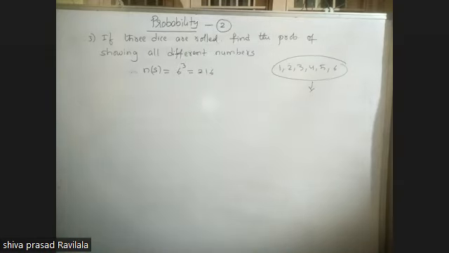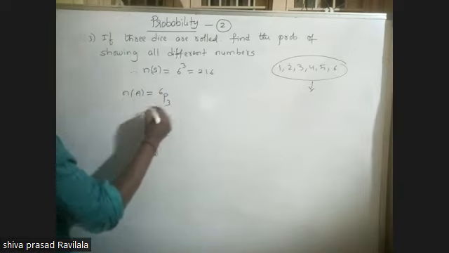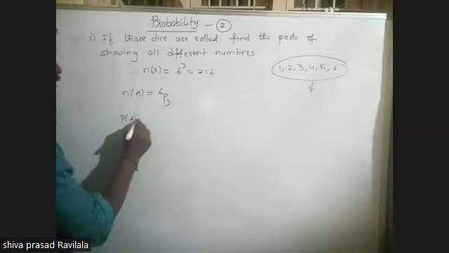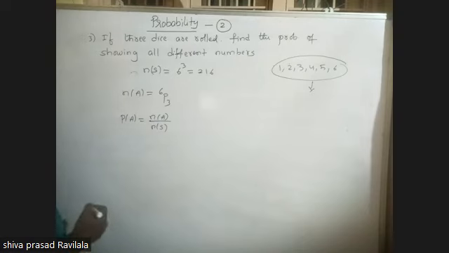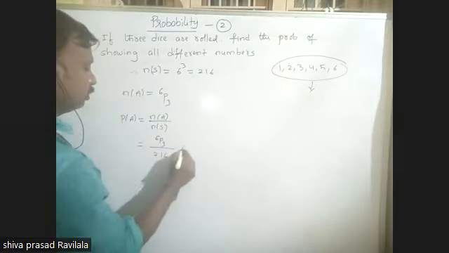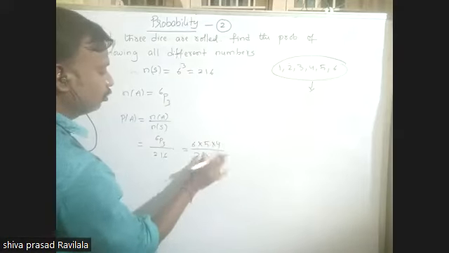That is an arrangement. Arrangement means n of A is equal to 6P3. In this, you take 3 different numbers. Therefore, P of A is equal to n of A by n of S. Simple question. Some students are counting, but counting is very long. When 3 dice means 216, that is not possible. The value of 6P3 over 216 is 6 into 5 into 4 by 216.